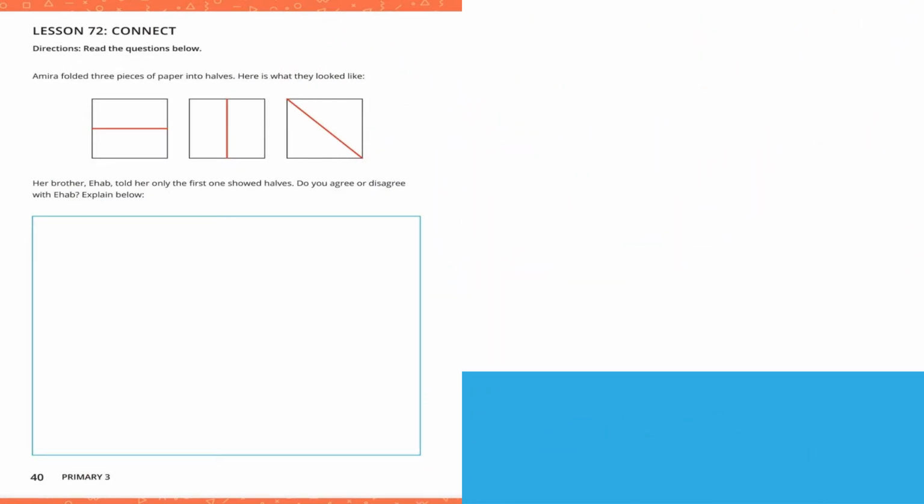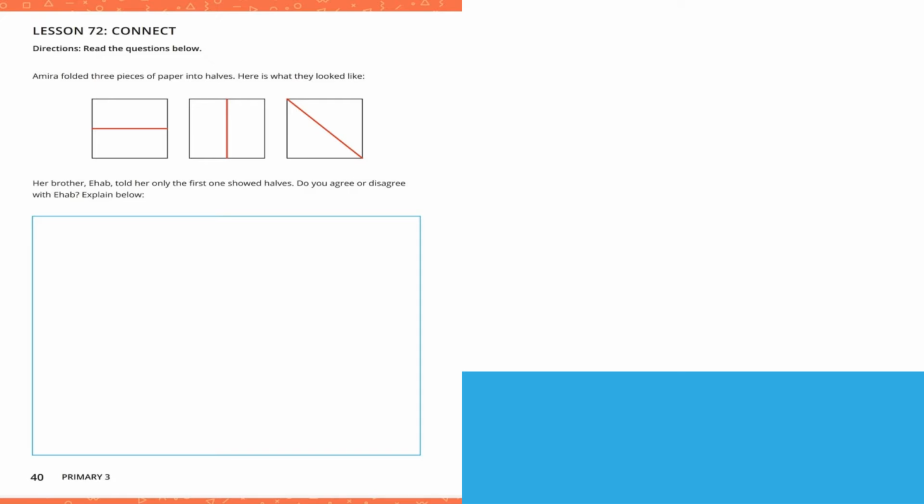22. The connect part. Amira folded 3 pieces of paper into halves. I have here 3 papers. Okay, she folded them, each one into 2 halves. Here is what they looked like. Okay, her brother Ihab told her only the first one showed halves.